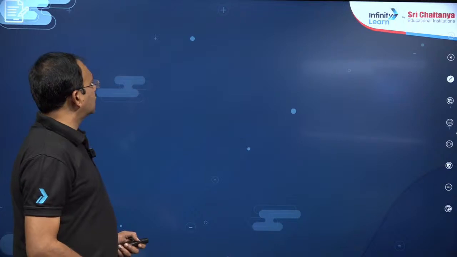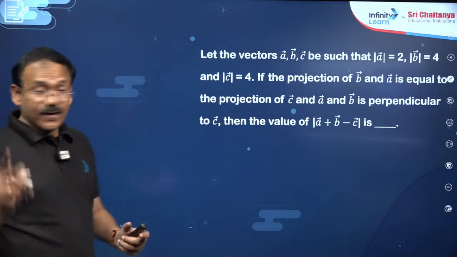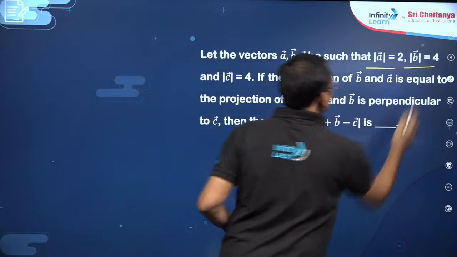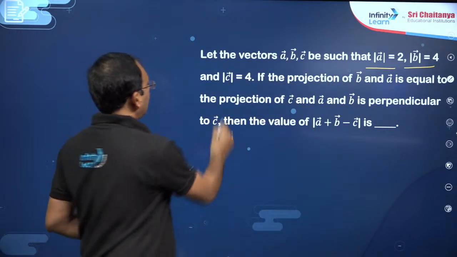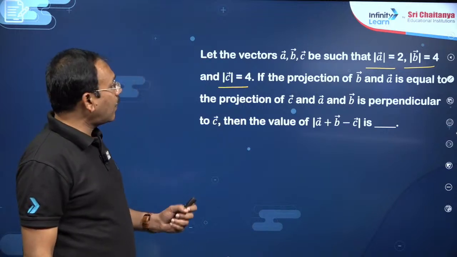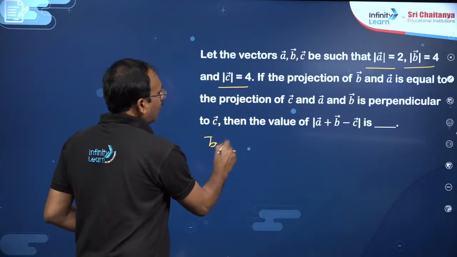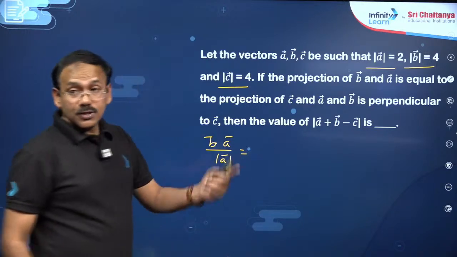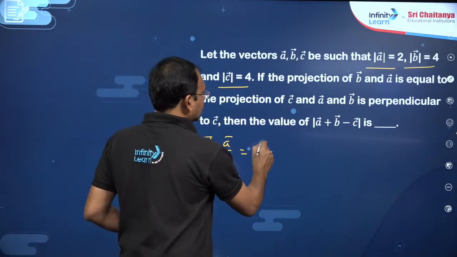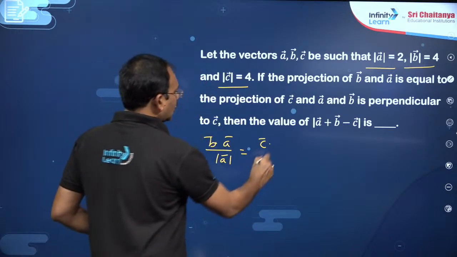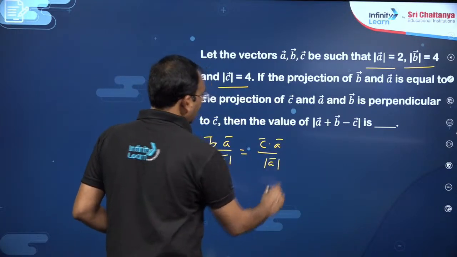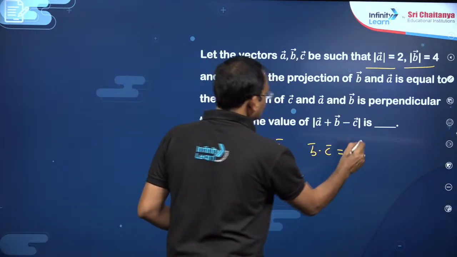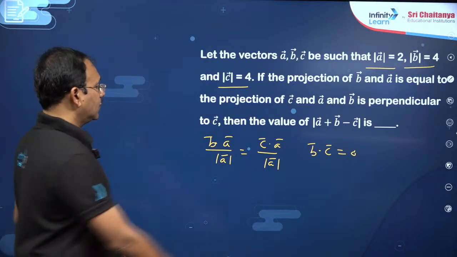Okay, the next question, dear students. The vectors A bar, B bar, C bar are such that the magnitude of A bar is 2, the magnitude of B bar is 4 and the magnitude of C bar is 4. The projection of B bar on A bar, which is B bar dot A bar by magnitude of A bar, is equal to the projection of C bar on A bar, C bar dot A bar by magnitude of A bar, and B bar is perpendicular to C bar, so B bar dot C bar is equal to 0.